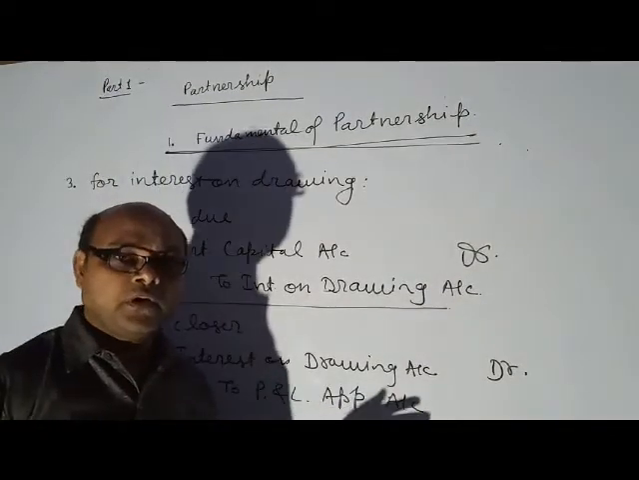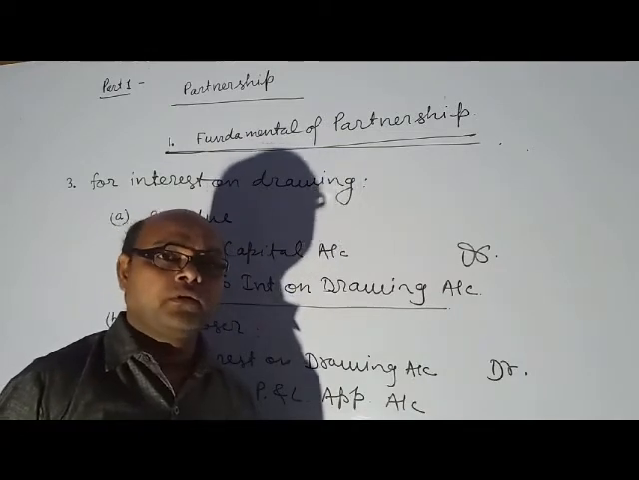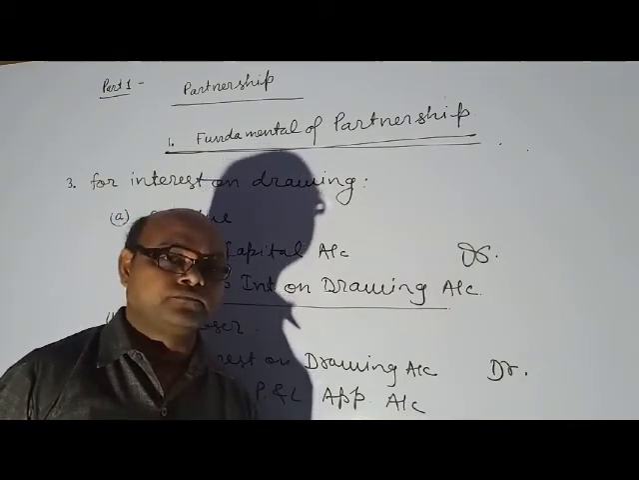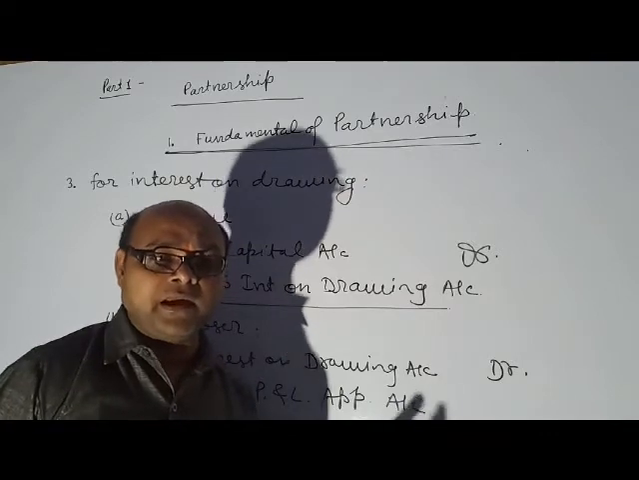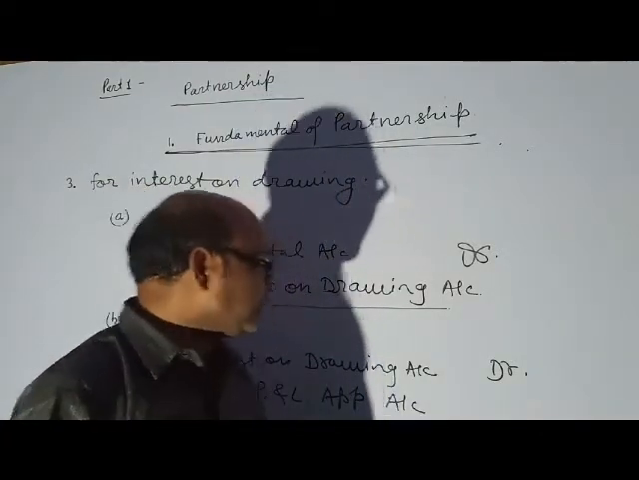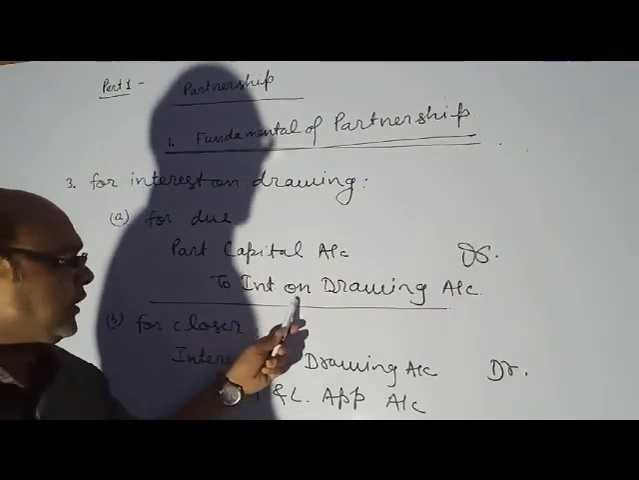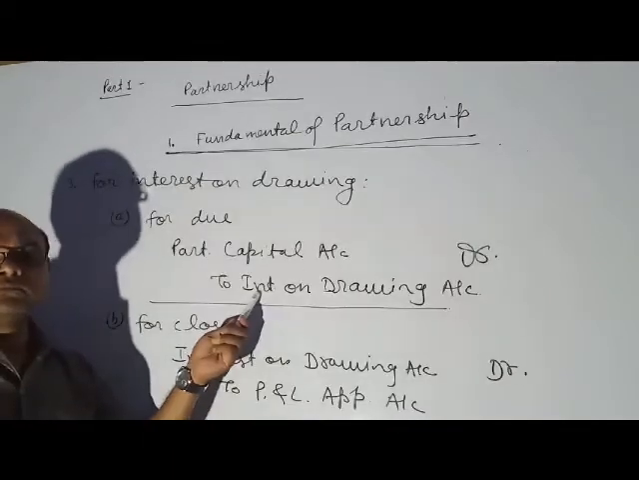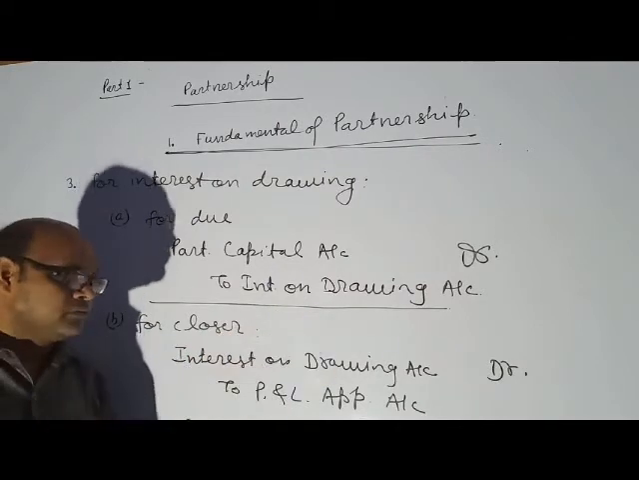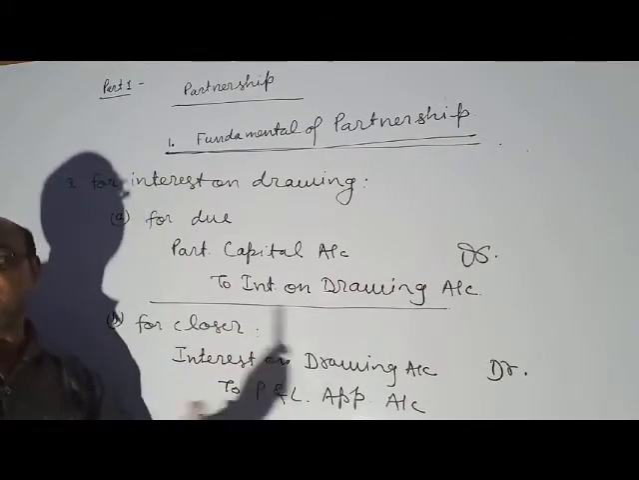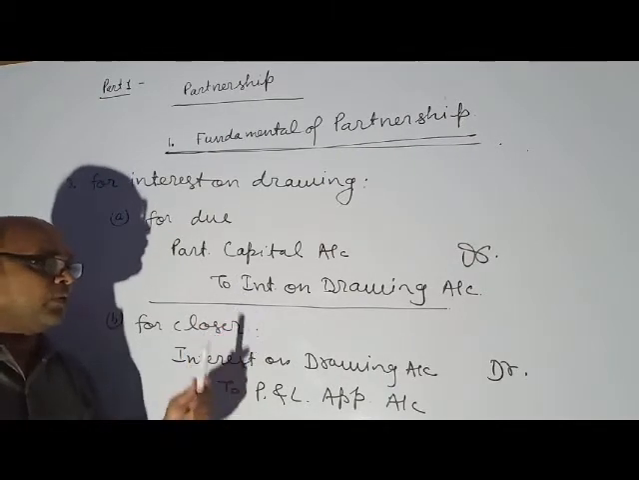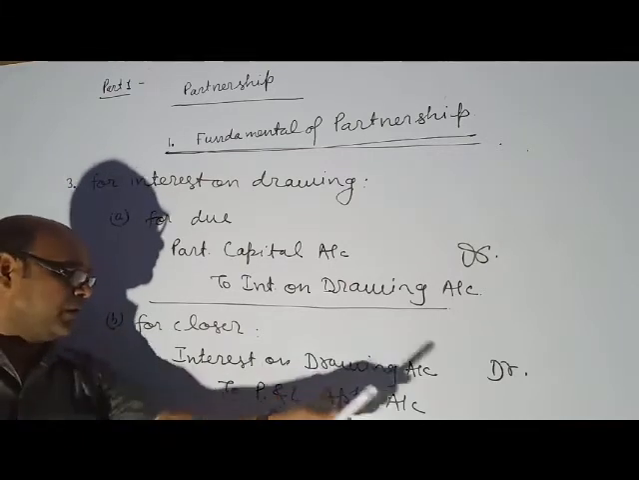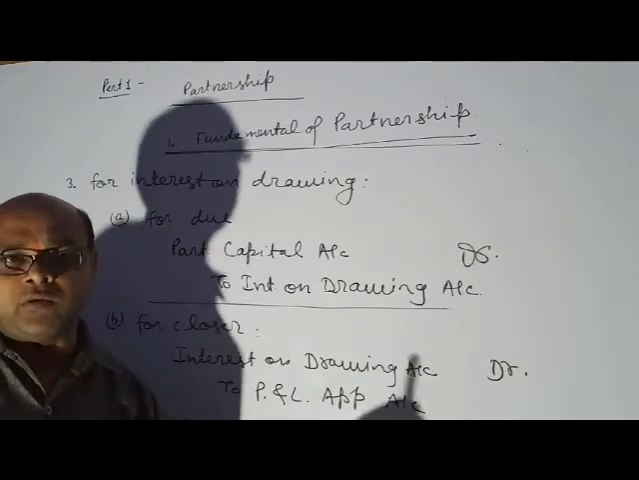The firm takes the interest from the partners on their drawing. So it is considered like an income. That is the reason the firm makes interest on drawing credit. And at the end of the year, the firm transfers this interest on drawing into the PL appropriation account, and this account is closed. So we pass the entry: interest on drawing account debit to PL appropriation account.